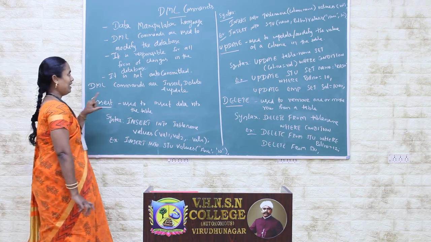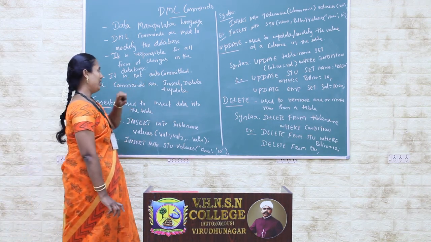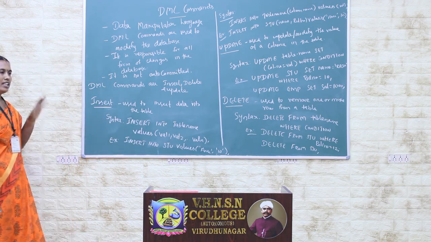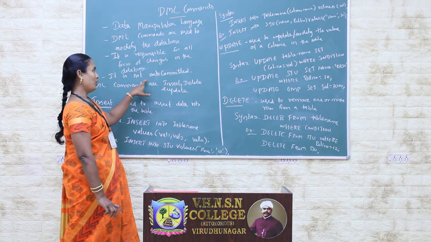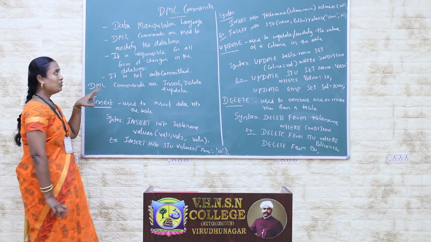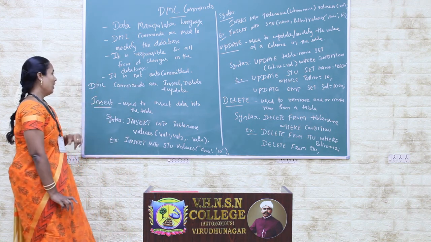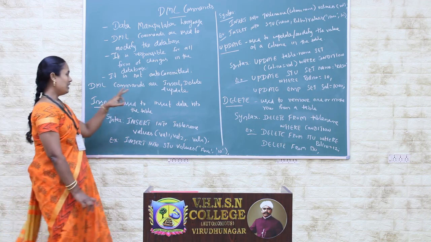And also the main thing: DML commands are not auto-committed. Auto-committed means all the changes are permanently stored in the database. But DML commands are not auto-committed, so they are not able to store the changes permanently. The DML commands are insert, delete and update.